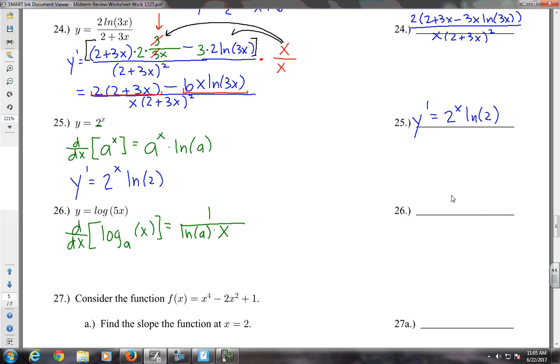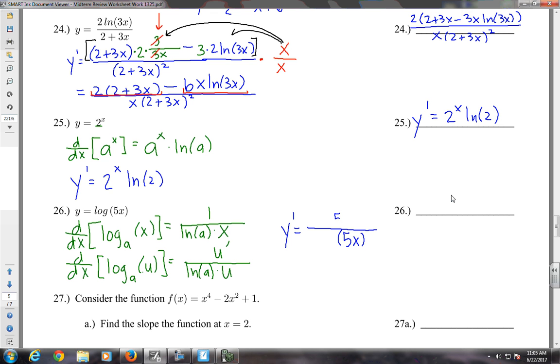Okay? If, as in this case, the argument happens to be a function of x as opposed to just an x, we're still going to follow that practice where we put the argument in the denominator and the derivative of the argument in the numerator, but we do have this extra adjusting factor in the denominator. Okay? So applying this second formula to this problem, y prime would be, well, let's start with the arguments. We put the original argument in the denominator and we multiply by the derivative in the numerator, but because it's log base 10, we're going to adjust it by putting a natural log of 10 right here.